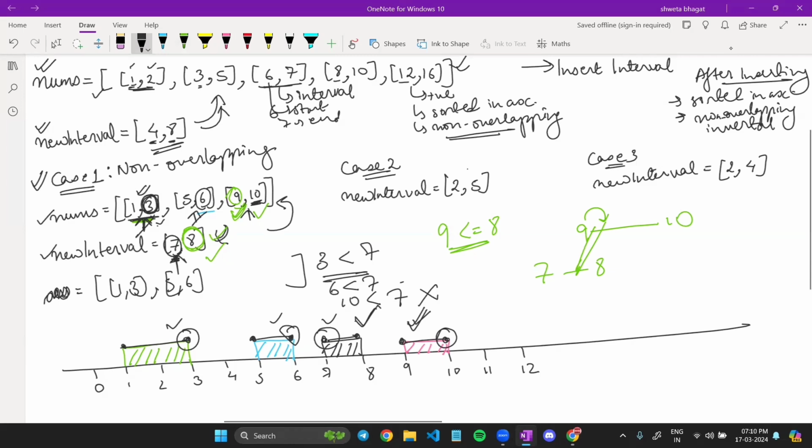So what does it mean? It means that these two are also non-overlapping. So what we will do? We will simply insert this new interval, and we will also insert this current interval, correct? And now again, we will move forward. So we have completely exhausted all the elements of nums. So what does it mean? It means that this is our resultant and this is the answer after inserting the new interval in nums, correct? So we are done with discussing the first case in which the new interval is not overlapping with any of the interval in nums, correct? Now let's discuss the second case.